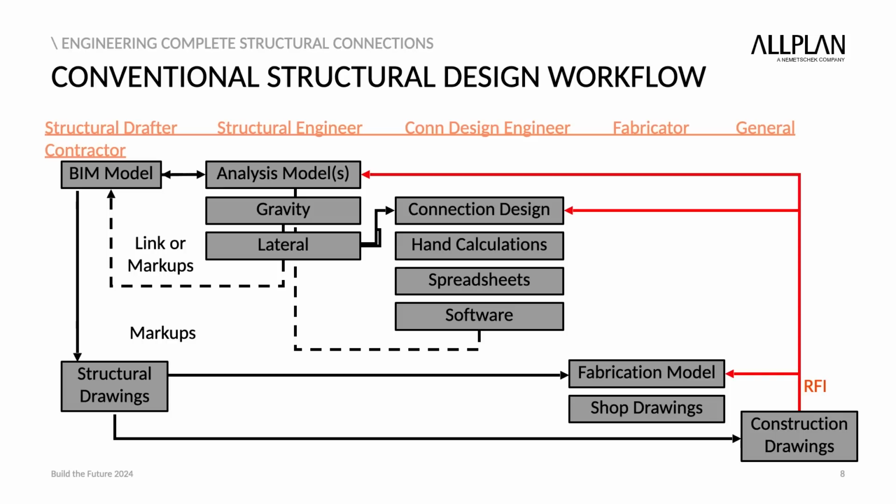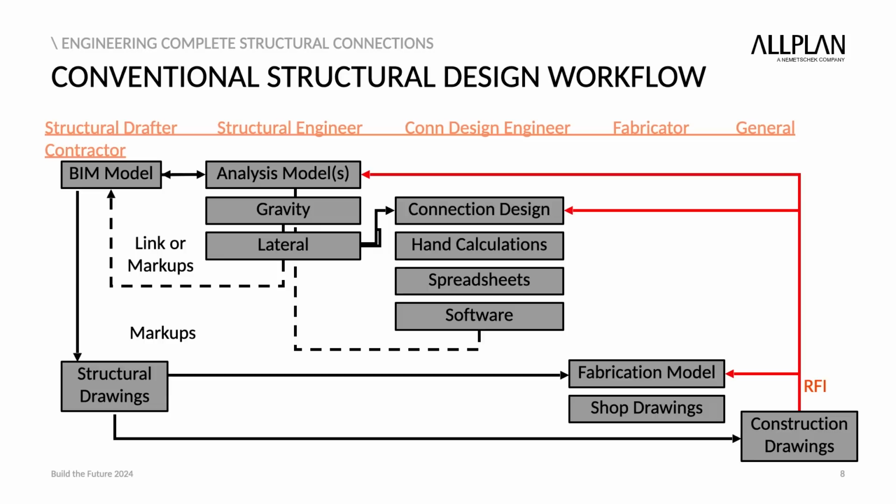Now, most structural analysis programs do not account for connection design. So from these initial analysis models, we have to manually take the required member end loading and build our connection design models or calculations separately. Again, any design updates are sent back to the BIM model with manual sketches or markups for the drafter. This is a long and very labor-intensive process. But once complete, the structural drawings can be created, followed by the fabrication model, shop drawings, and construction drawings.